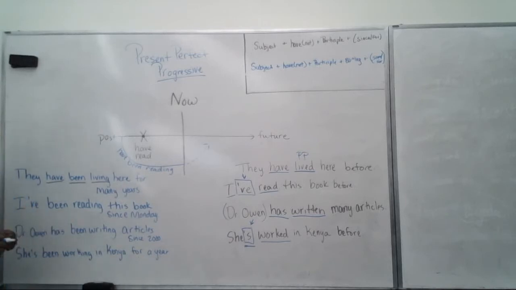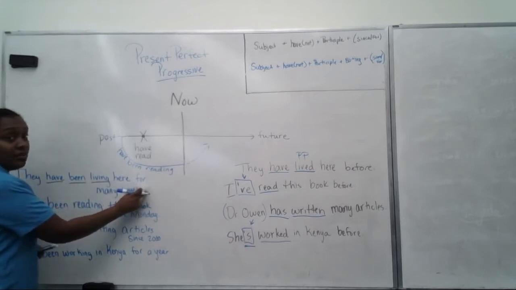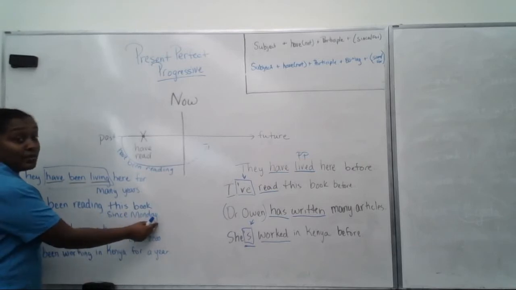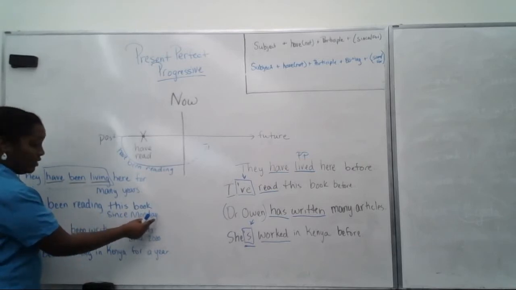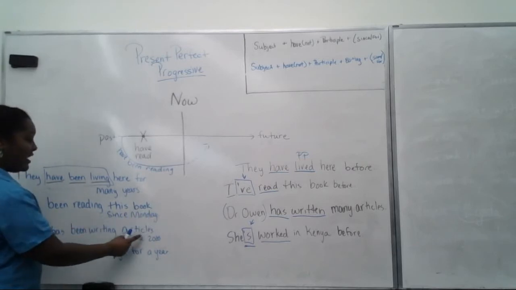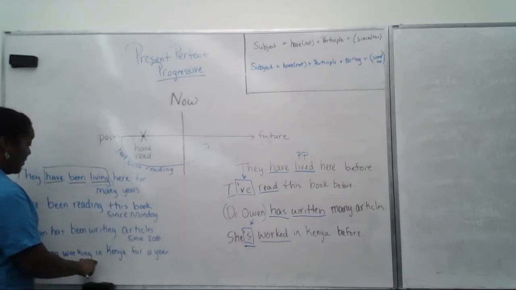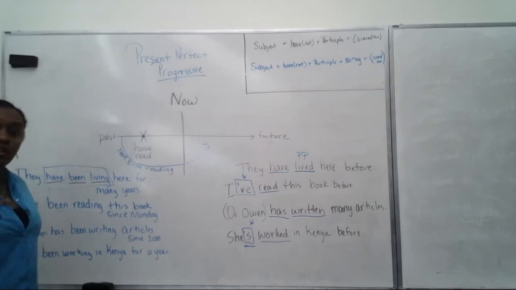Okay? Look, they have been living here for many years. They are still living here right now. This construction means they haven't gone anywhere. I've been reading this book since Monday. I'm still reading it right now. Dr. Owen has been writing articles since 2000. He's still writing. She's been working in Kenya for a year. She's still working in Kenya.